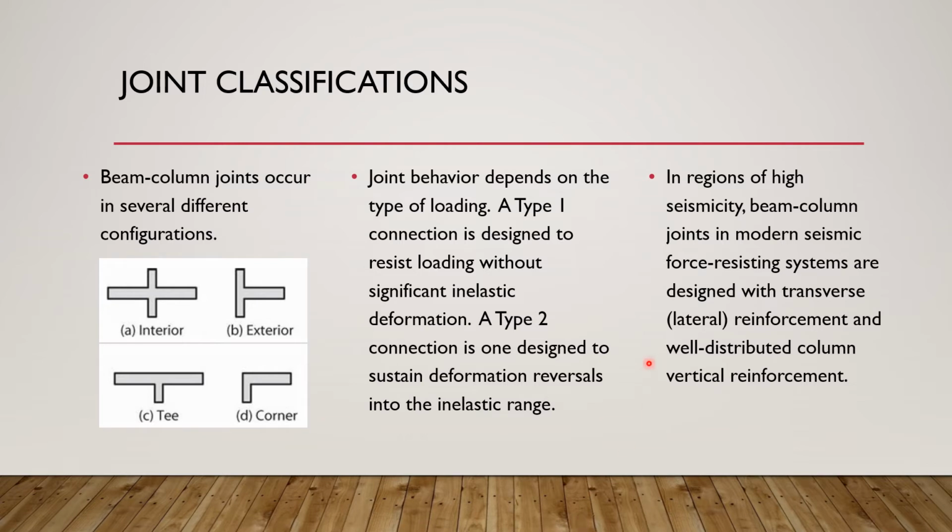In the other classification, in regions of high seismicity, beam column joints in modern seismic force resistant systems are designed with transverse lateral reinforcement and well-distributed column vertical reinforcement, in contrast to regions with low seismicity, where we sometimes don't need this reinforcement.